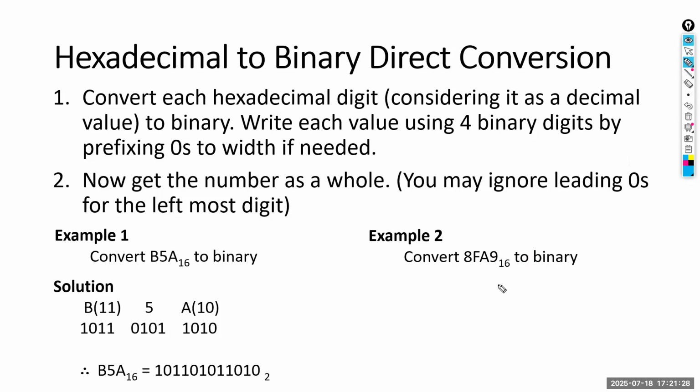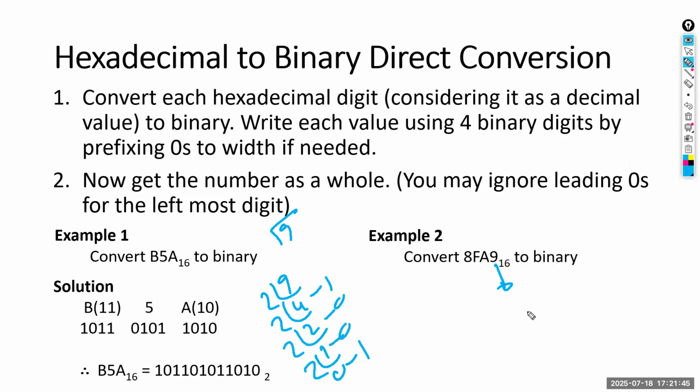So convert one by one. 9. Convert to binary, but 4 digits. Let's convert like this. 9. 4, 1 remains. 2, nothing remains. 1, nothing remains. 0, 1 remains. 1, 0, 0, 1. Yes, 8 plus 1 is 9. Then A is 10. 10 is 1 bigger than 9. 1 bigger than 9 means 1, 0, 1, 0.